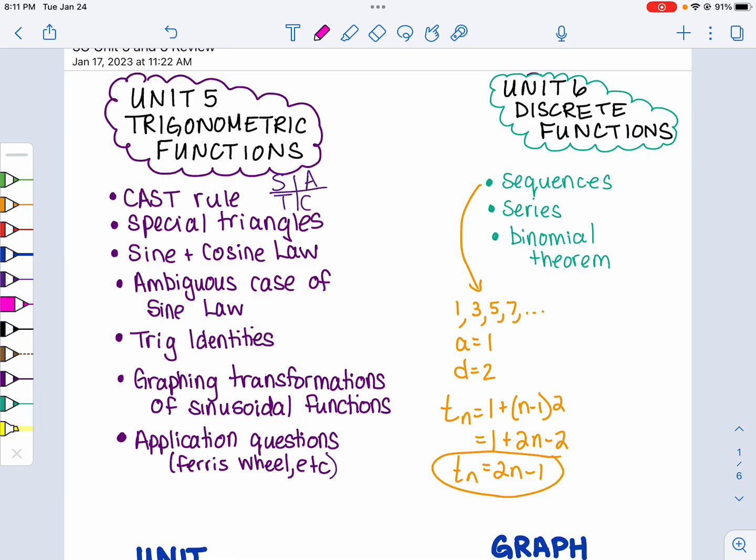Or if you had a geometric, maybe it's going to be like 1, 2, 4, 8. So our a value is 1, but this time we have a common ratio, which you can get by doing t2 divided by t1. So our common ratio is 2. It's getting multiplied by 2 every time. So our general formula would just be a, which is 1, times 2 to the power of n minus 1. That got really messy, so you don't really have to write the 1. You could just say 2 to the n minus 1.